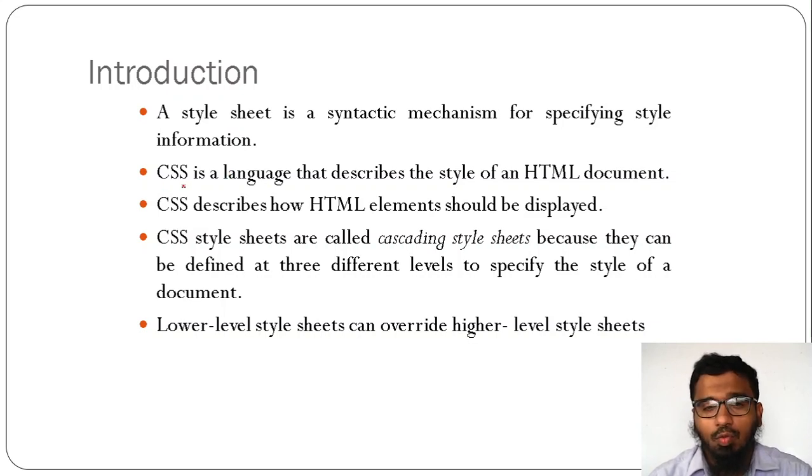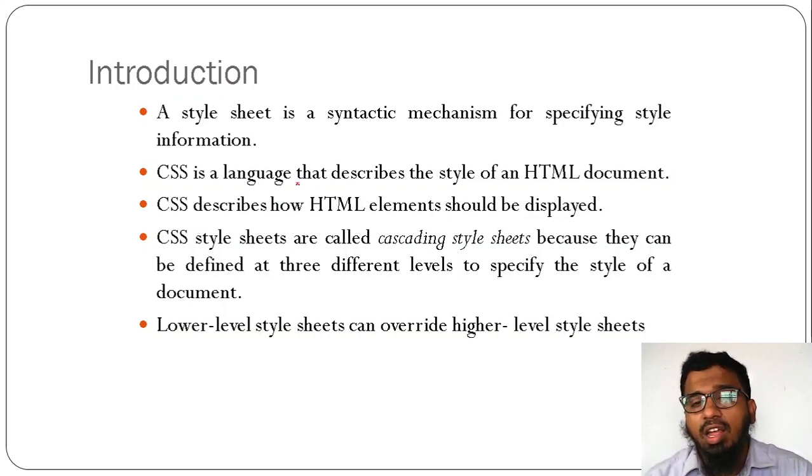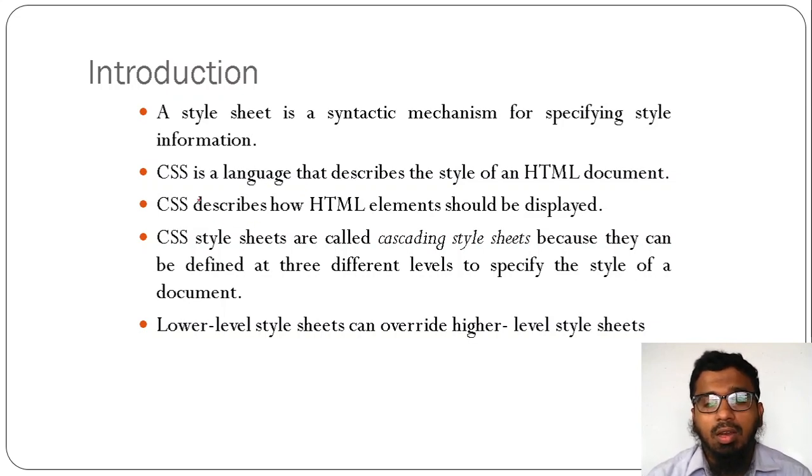What is the next point? CSS is a language that describes the style of an HTML document. It describes what color the paragraph should be, what the color of the heading is, what the font size of the heading is, the table size, the table design. With the help of CSS you can create a style, and that style can be used in further tags.